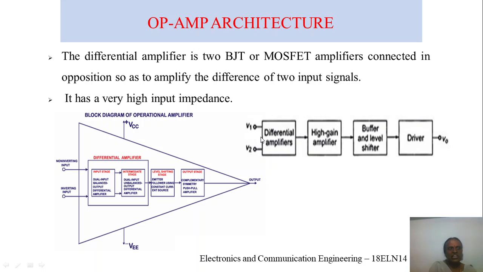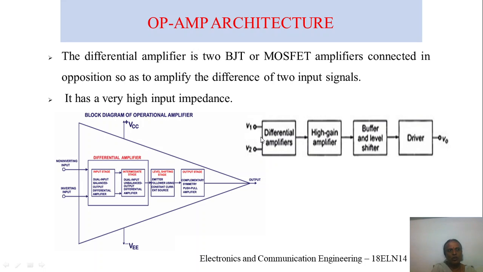Okay. Now, the differential amplifier consists of two BJT or MOSFET amplifiers connected in opposition, in the sense inverting and non-inverting, pin number 2 and pin number 3, so as to amplify the difference of two input signals. Obviously, it has very high input impedance and low output impedance because of the characteristics of an op-amp, which I will be telling you a little bit later.